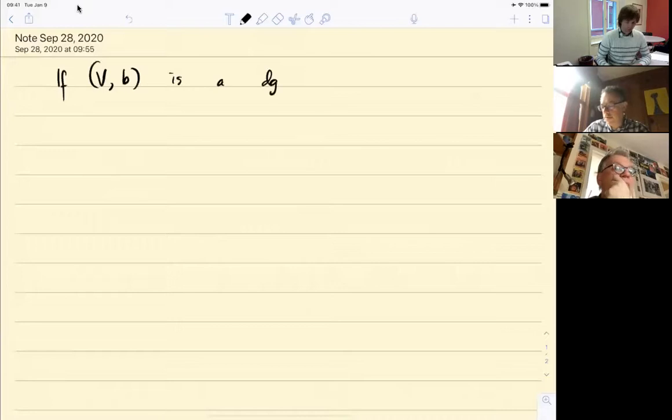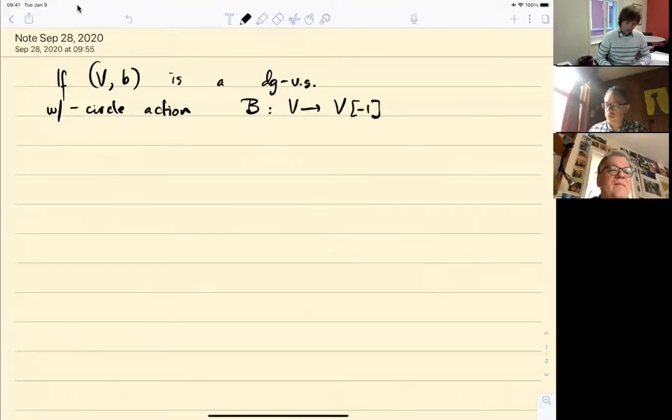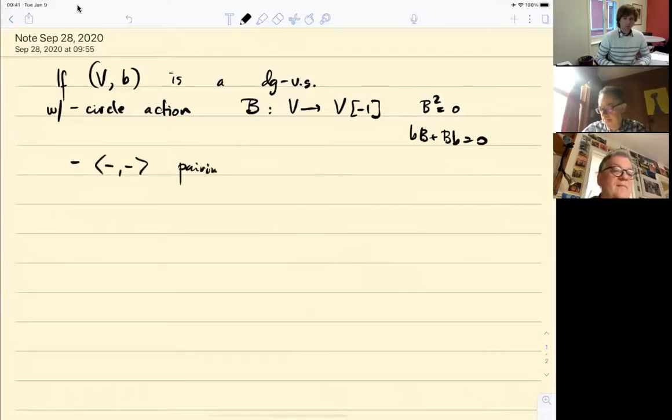is a DG vector space, in other words, a complex of vector spaces, and it has a circle action, which is some operator B from V to V shifted by -1, so a degree +1 homological operator, satisfying B squared equals 0 and Bb plus bB equals 0. So this is what would come from the singular chain complex of a space if the space carried a circle action. That would be the standard example of that. And a pairing with respect to which B is self-adjoint. So this is one of the things that you now need.